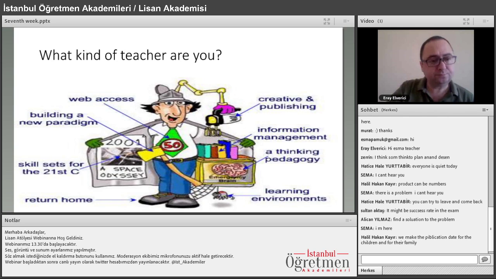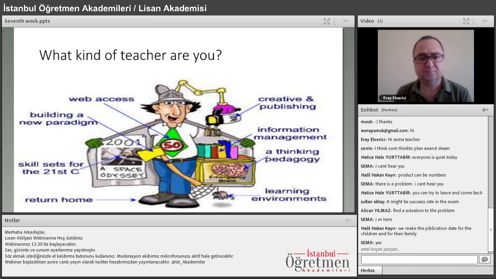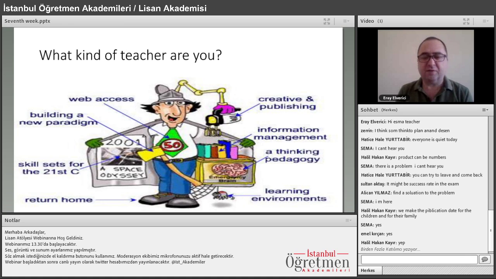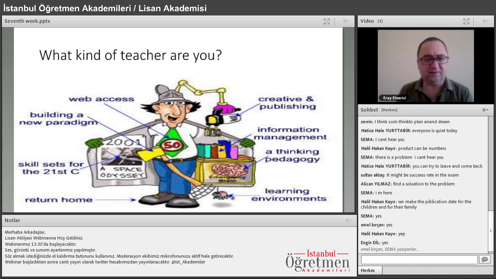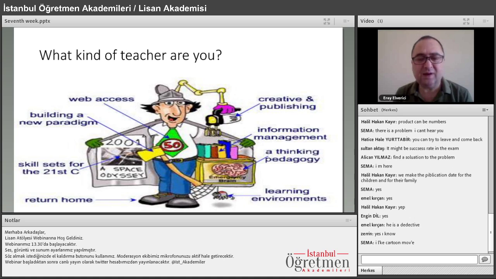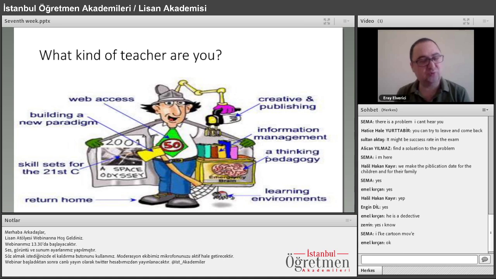Okay, let's move on. Here we see a cartoon. This is Inspector Gadget. Do you know this cartoon character? Inspector Gadget? Yes, good. That was one of my favorites when I was a kid. I think it's not on TV anymore. Great, you all know it. He's a detective, okay? But they call him Inspector Gadget, not detective. Good. I like cartoon movies too.